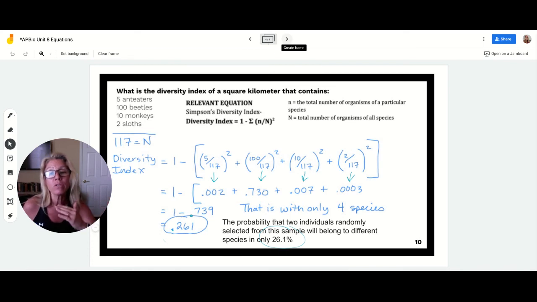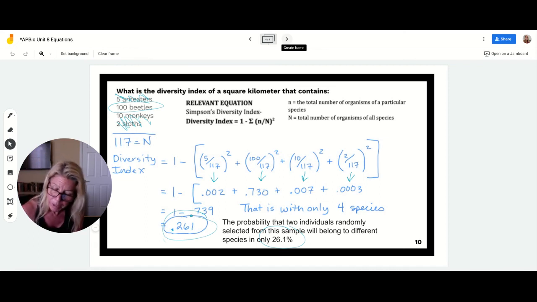Now, let's go the other direction so you can see patterns. If they ask you about a pattern, like what would you expect? For instance, if we only had one species, let's say we didn't have anything other than the beetles, right? We didn't have any monkeys, no sloths, no anteaters. What do you think is going to happen to this number? Is that number going to go up or is that number going to go down?